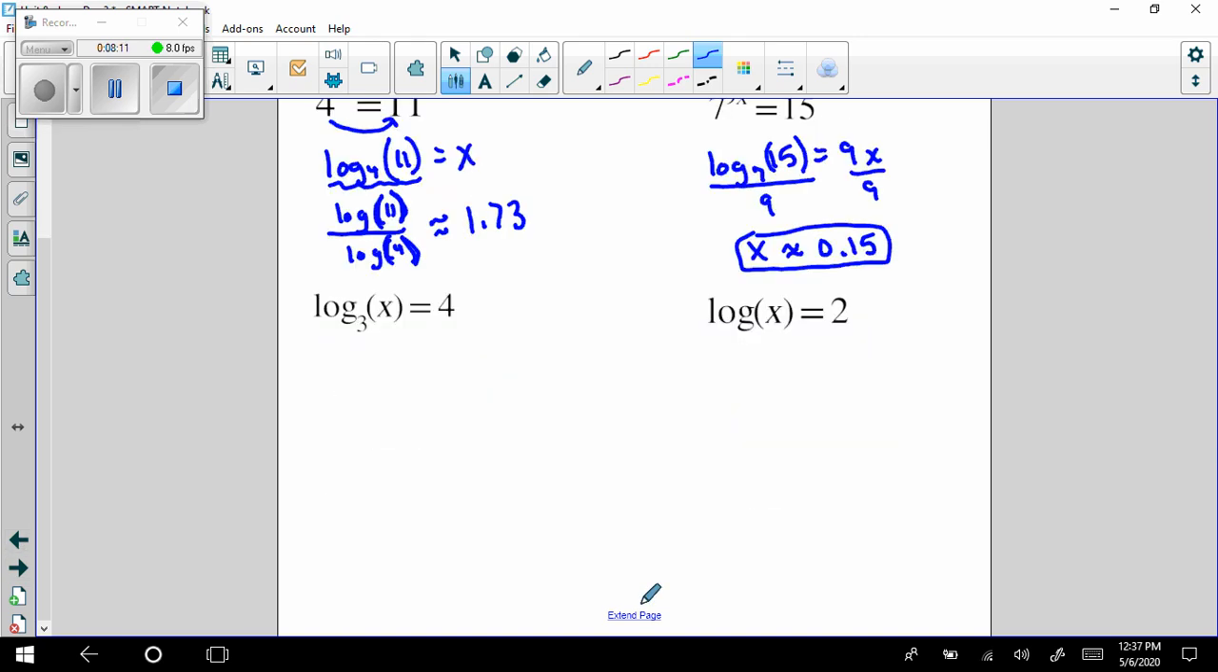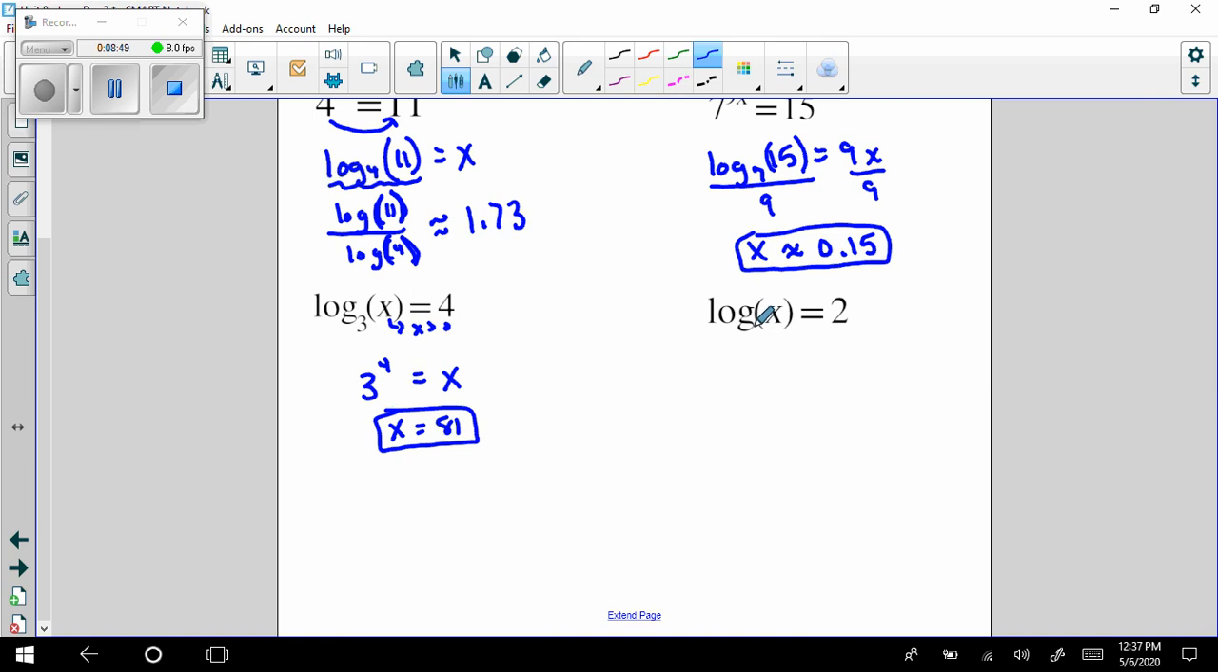if this were a nice number, I could figure it out without a calculator, which I still can. But this is a logarithm, so I have to change to exponential. So remember, this number has to be greater than 0 in order for this to work. So 3 to the 4th is equal to x. 3 to the 4th is equal to 81. So log base 3 of 81 is equal to 4.